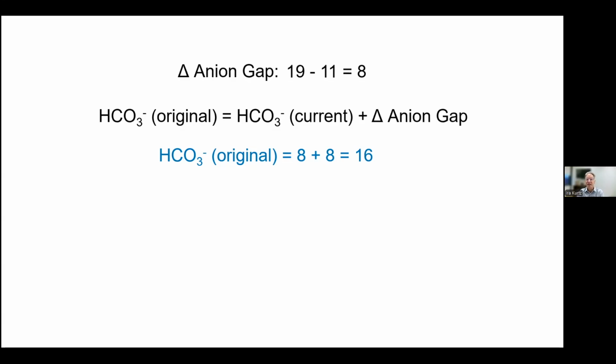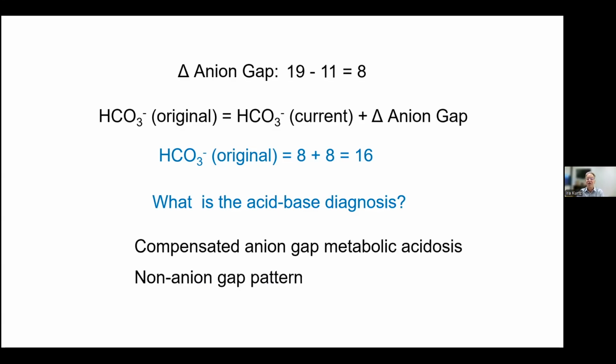And when you add the change in the anion gap to the current bicarbonate, it's interesting that you don't get 23 or 24. So the simple thought is that you must have another acid-base disorder dropping the bicarbonate. So the full acid-base diagnosis for an exam would be that you have a compensated anion gap metabolic acidosis. That's what we said on the previous slide, but that cannot account for the drop in bicarbonate, or you would have ended up, when you added the delta anion gap to the current bicarbonate, at 24 or 25, something like that, not 16, which means you also have a non-anion gap pattern. And if there's diarrhea or something else, you have a non-anion gap metabolic acidosis in addition.